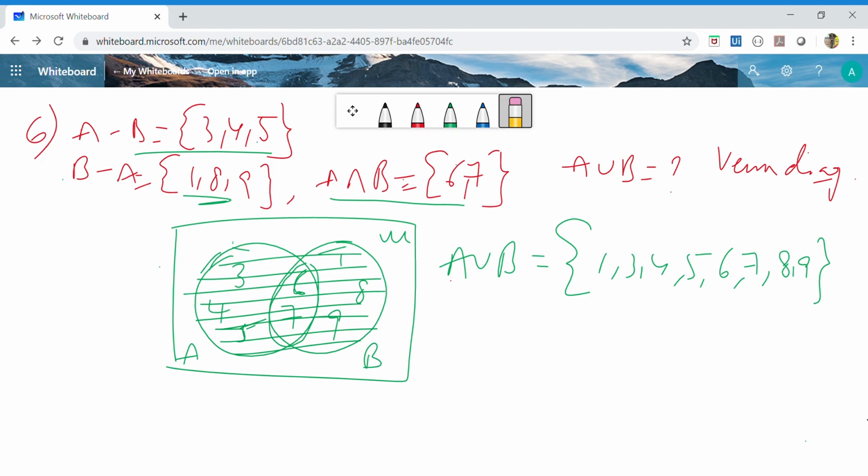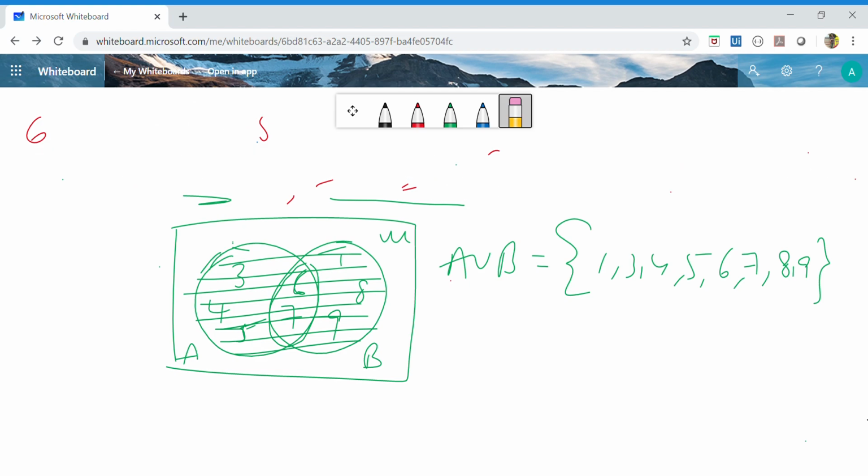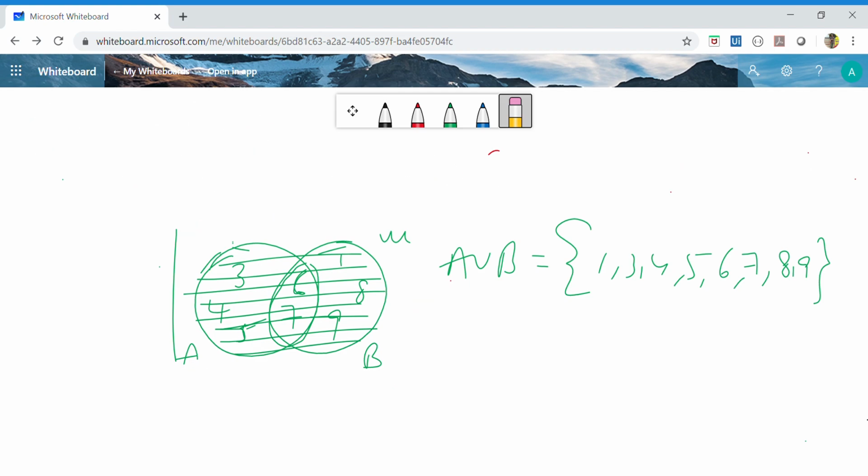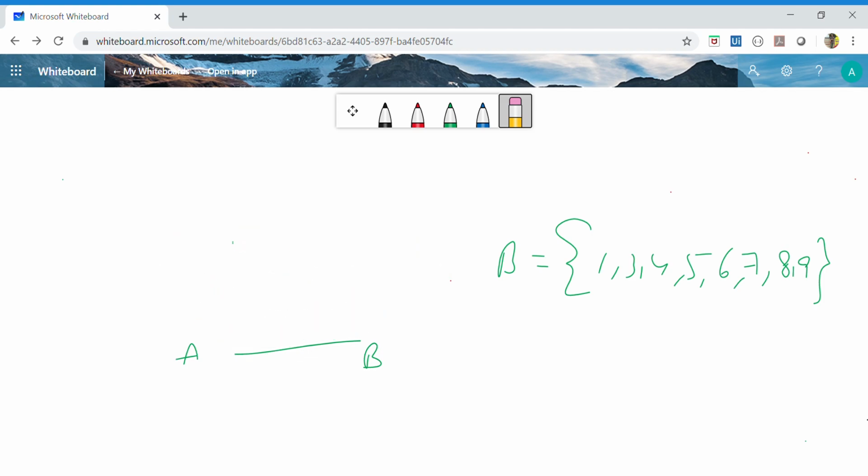Okay. Next. This is not a connective question. I simply said concept questions. Many of you will get confused with the Venn diagrams. That's why I have given the sum.